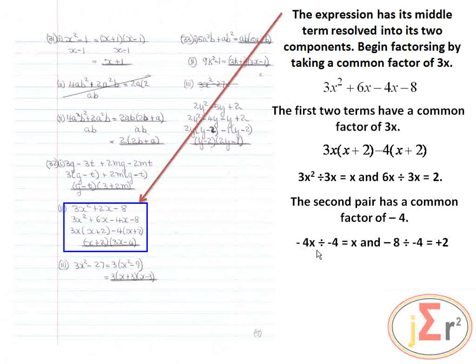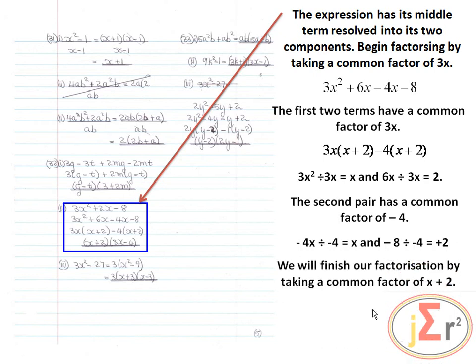We have it right there. Negative into negative is positive, and of course the 4's will cancel, and we have the x. Over here, negative into negative is positive, and 4 into 8 is 2. Now we have a common factor of x plus 2. So we say x plus 2 is our common factor.